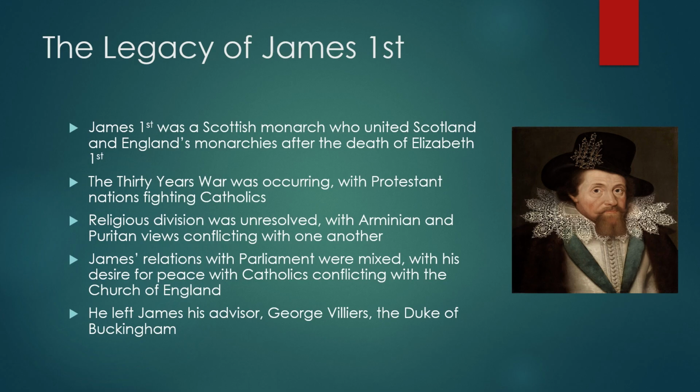James also had a very mixed relation with Parliament. As said, he dissolved them a few times, and again, his desires for peace went against the desires of the Church of England to fight against the Catholic nations instead. He also, when James dies in 1625, leaves someone behind who Charles I inherits, and that man is George Villiers, the Duke of Buckingham. So you may have heard me mention before about the Privy Council and the royal court. Essentially, the monarchies at this time would have what they would call favourites. So it'd be a single individual that they selected to be their personal partner.